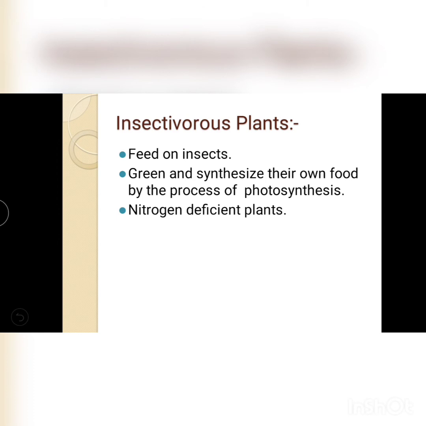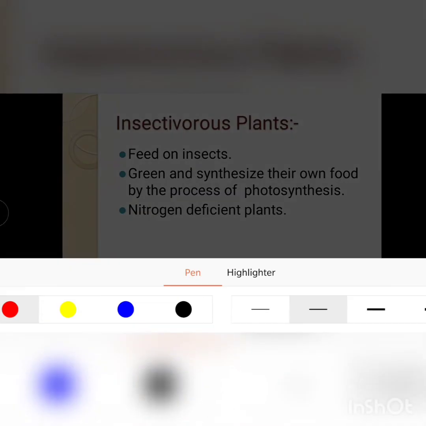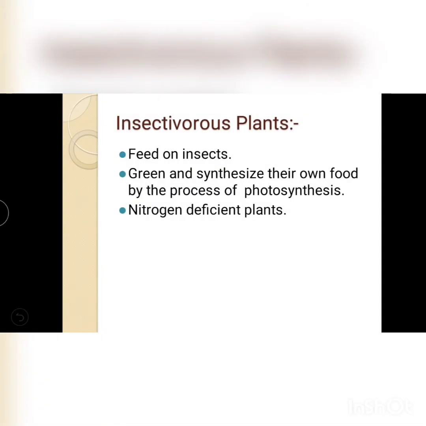Now the insectivorous plants. As the name suggests, it is about insects. It means the plant takes nutrients from insects. These are a special kind of plants, and they take nutrition from insects. They feed on insects and also synthesize their own food by photosynthesis, meaning they are green in color. They do photosynthesis, but they also feed on insects.